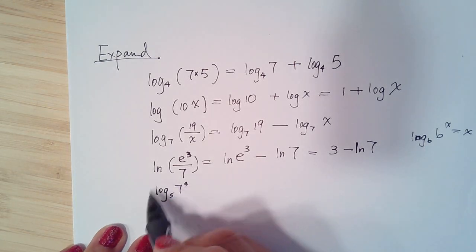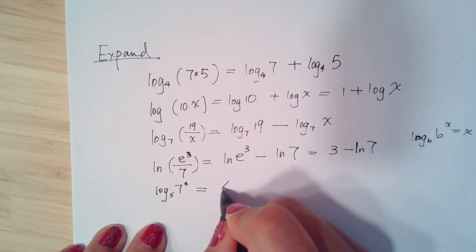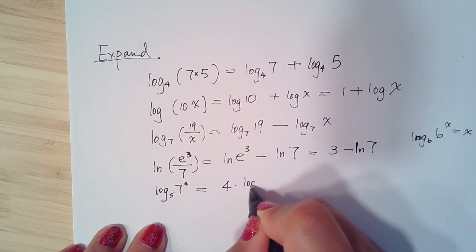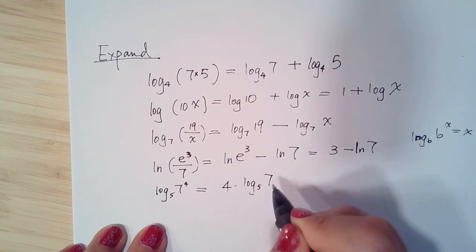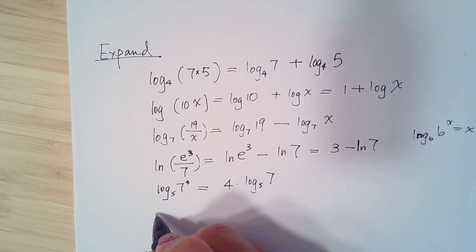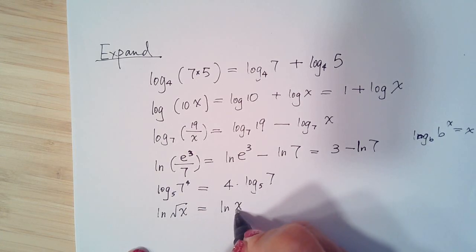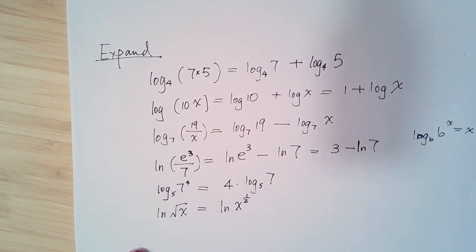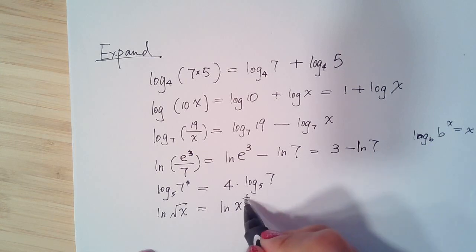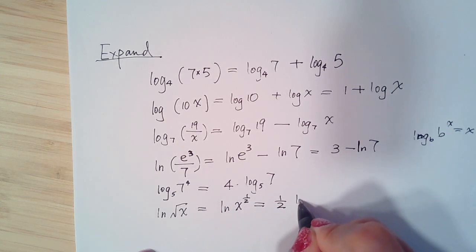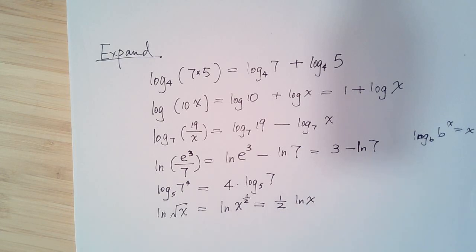And I bring this 4 to front, which is 4 times log 5, 7. Okay, more. ln square root of x, and I write this square root as the power of 1/2, so I can just bring this to front, and that will be 1/2 ln x.